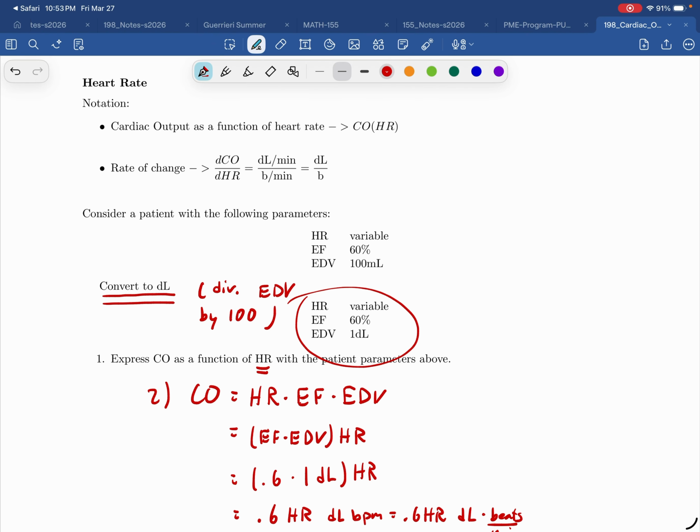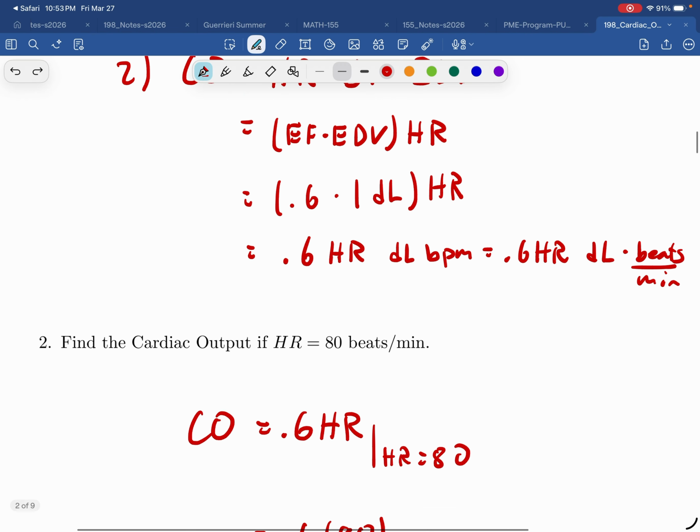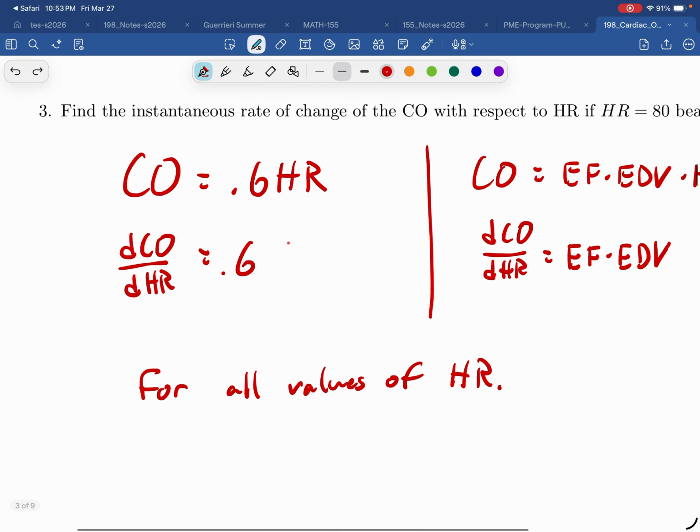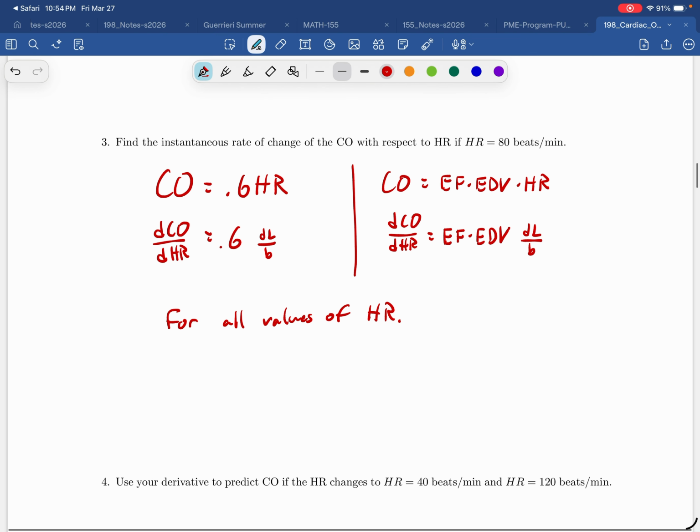So, if you take a look at the rate of change, they actually do have units, right? If cardiac output is deciliters per minute and heart rate is beats per minute, then the minutes cancel out and you're just left with deciliters per beat. Okay, so that's actually our units here. And that's worth noting.